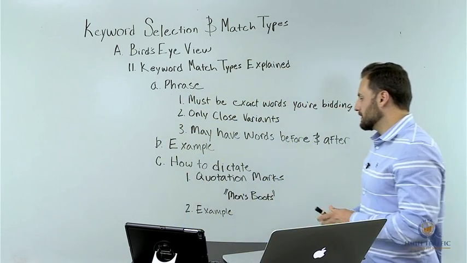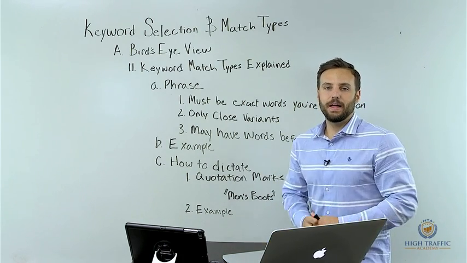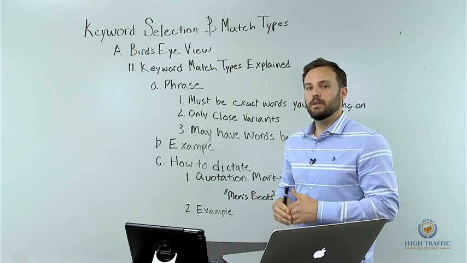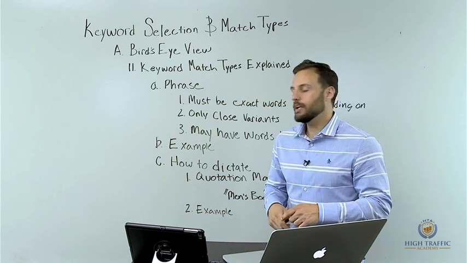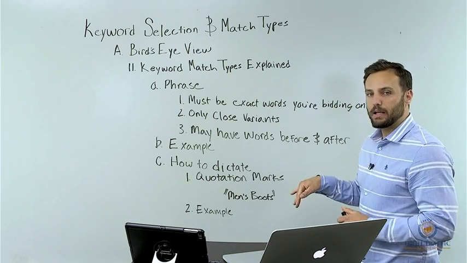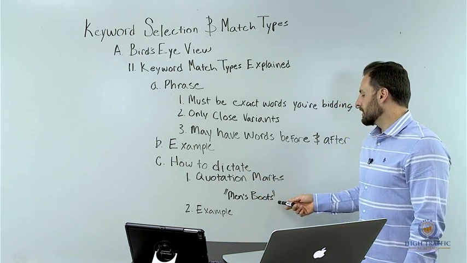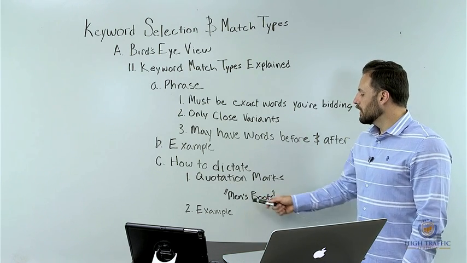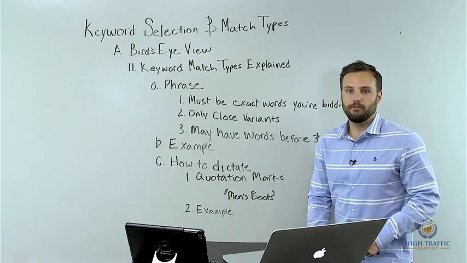So what I want to do now is go over with you how Google requests that you dictate a phrase matched keyword to them, so that they know you want this keyword to be triggered as a phrase match only. In an exact match, they had you put brackets, and in a phrase match, you're going to put the key phrase in quotation marks. So it would be men's boots with quotation marks around the phrase.